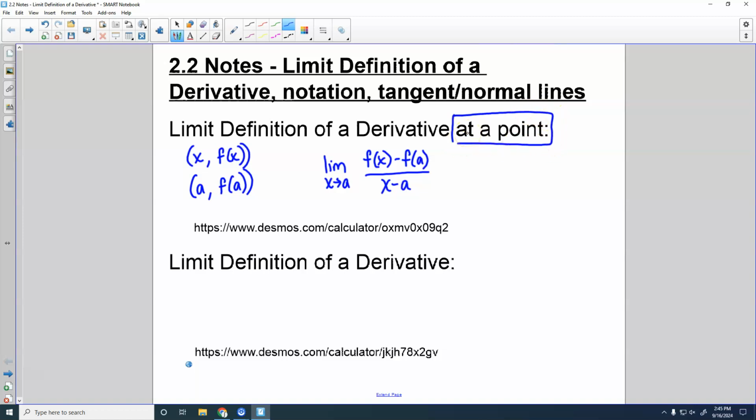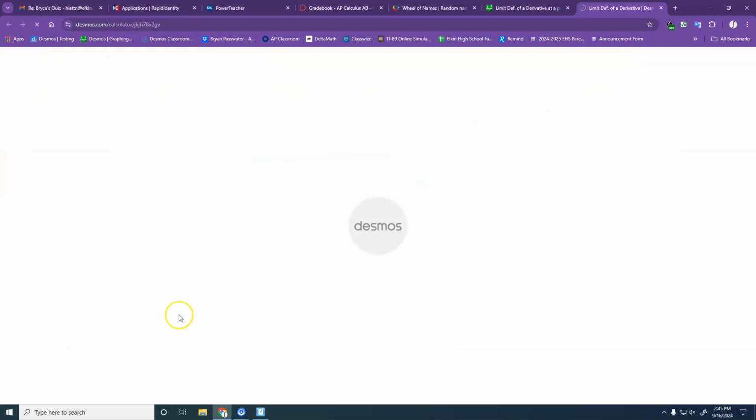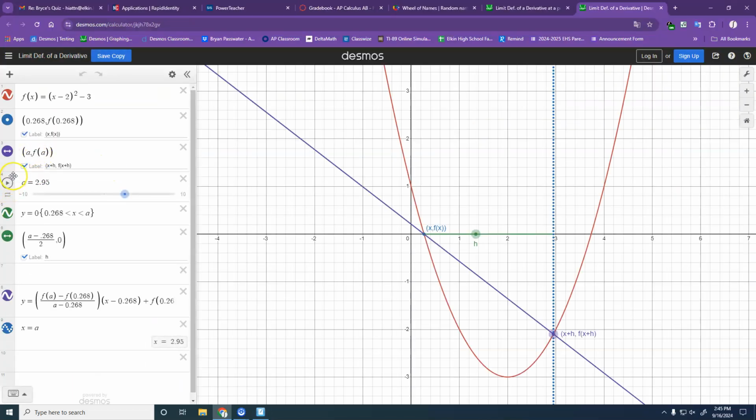And I still think this is much easier to use if you have to do limit definition of a derivative at a single point. I think it is all around easier to use than what I'm about to teach you. But there are going to be times where we have to use the second one that I'm going to teach you. So, if I click on this one here, it's going to give us a new picture. Okay? So, I still have 2 points.